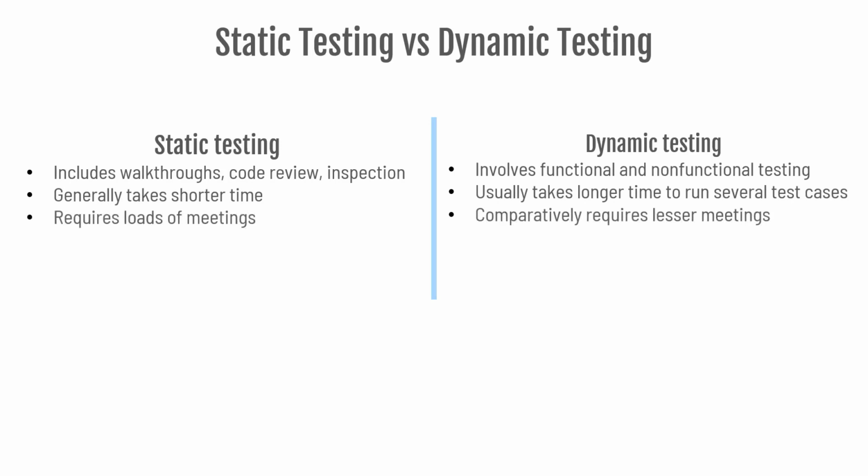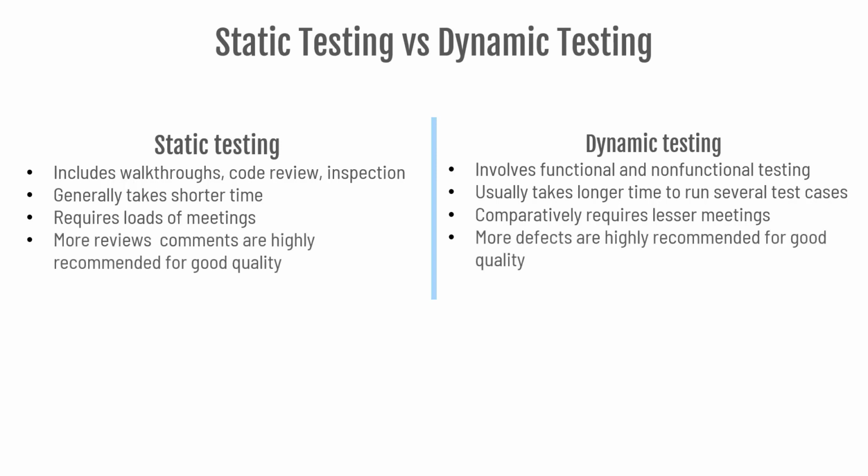Static testing includes walkthrough, code review, inspection, and dynamic testing involves functional and non-functional testing. Dynamic testing is usually more time-consuming, more expensive, but it relatively requires fewer meetings than static testing. While static testing needs more review, dynamic testing needs more defect comments to get highly recommended good quality.